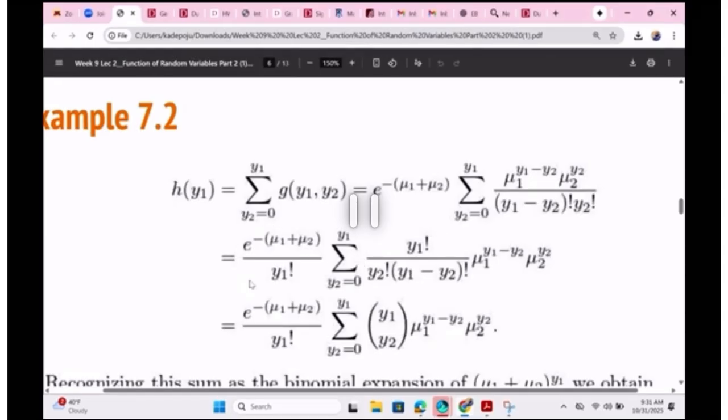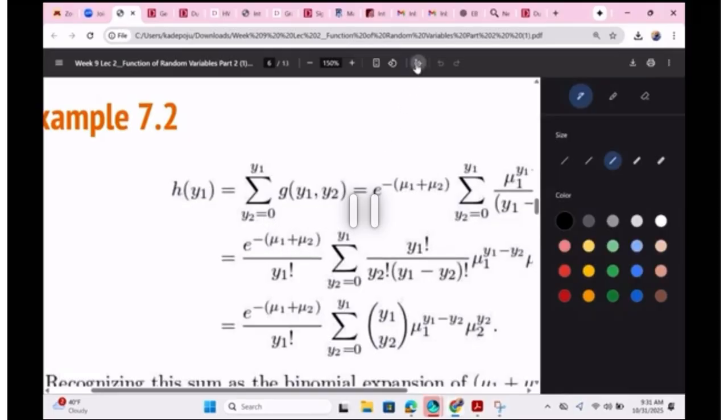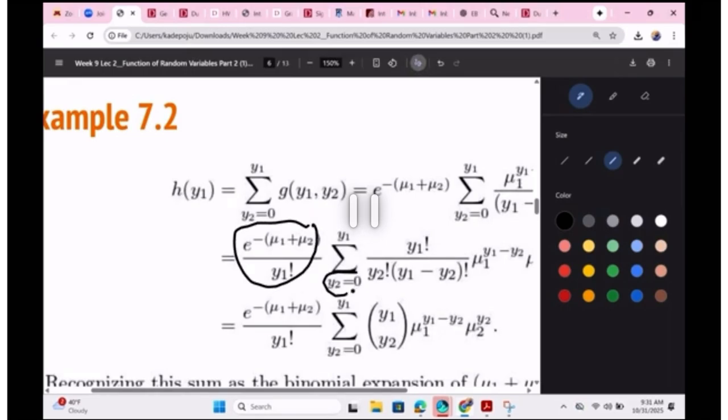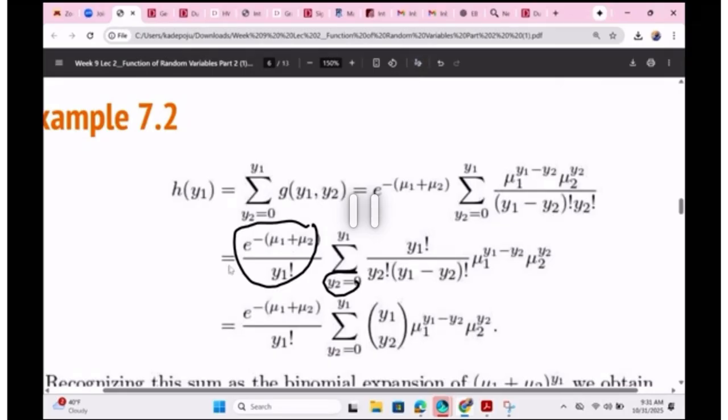If you take a look at this here, what is the variable? The variable is y2, y1 will be a constant. I bring y1 out. Anything that is not y2, I bring it out. When I bring it out, please pay attention. You're going to be wondering, where do I see y1 factorial? I deliberately put y1 factorial here, and they will cancel out.